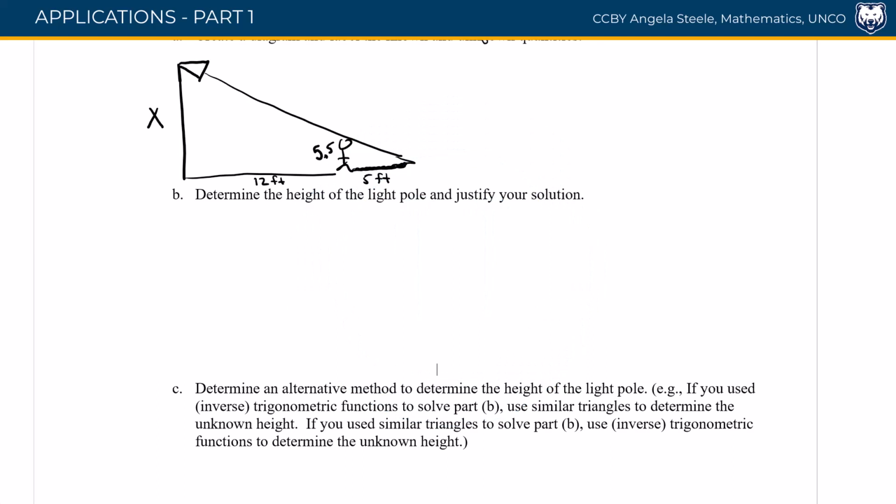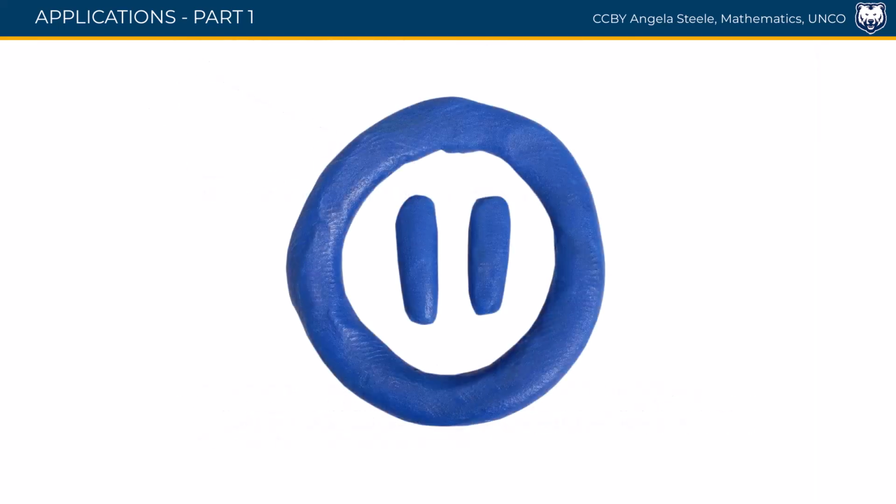Okay, if you need a hint, if you look at part C, it says determine an alternative method to determine the height of the light pole. So if you used the inverse trig functions, then they want you to use similar triangles and vice versa. So if you need a hint, those are your two hints: use the inverse of a trig function or use similar triangles. So again, pause the video and try this problem on your own.